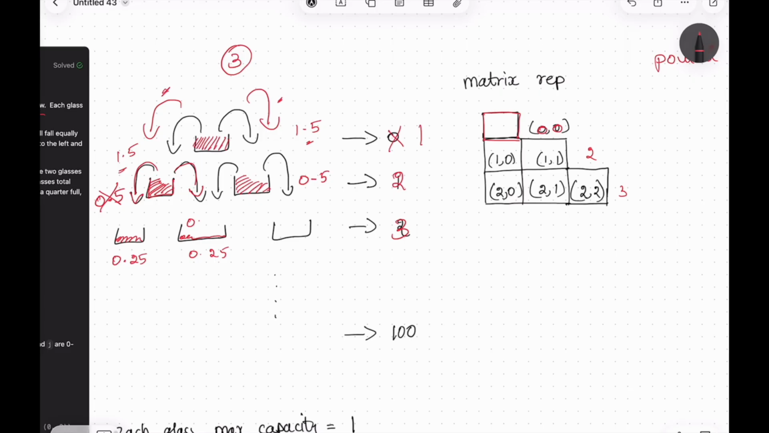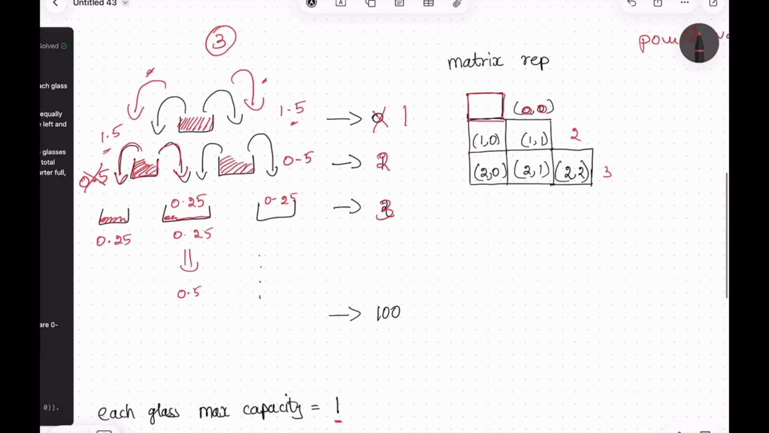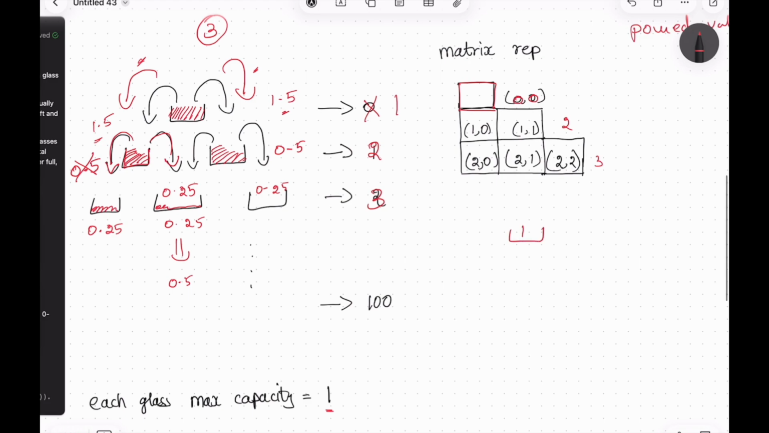So 0.25 moves here and 0.25 moves here. So this will be 0.25 added with 0.25. This results in 0.5. So in this way, if you see, you will have 1 and 1, 1, 0.25, 0.5, 0.25. So this is how you will fill this value, right?